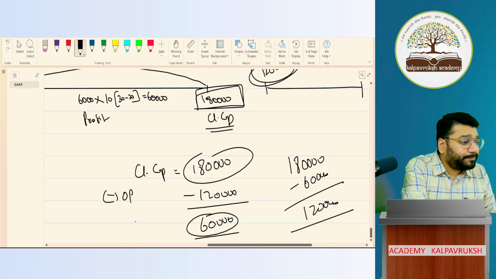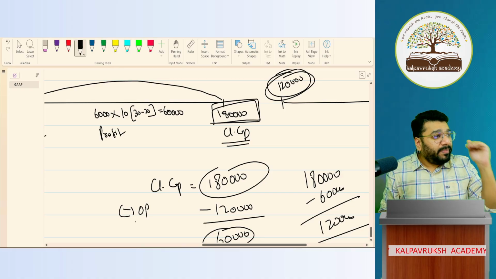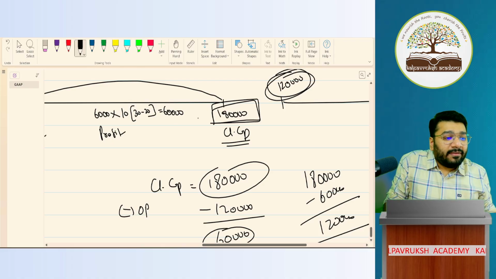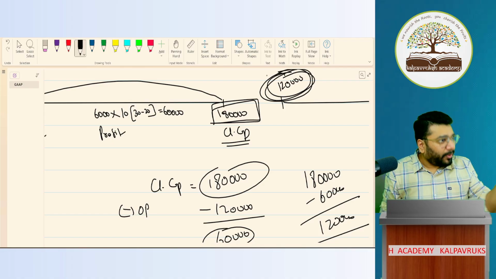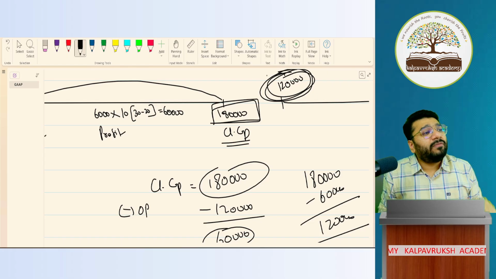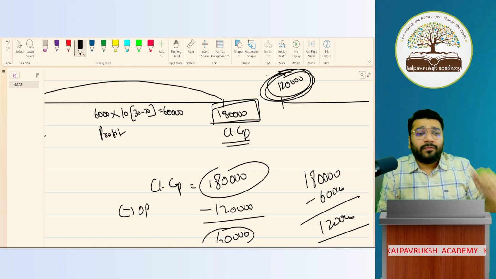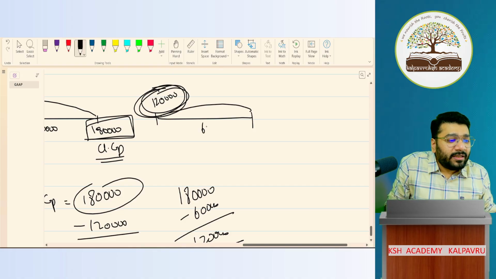So this particular gentleman, in the beginning of the year, will buy 6,000 chocolates for 1,20,000 rupees. The same process is repeating every year. 1,20,000 worth of chocolate is bought. He's selling all of them at a profit of 60,000. At the end of the year, what is happening? Same closing capital, 180. 60,000 profit, 180.